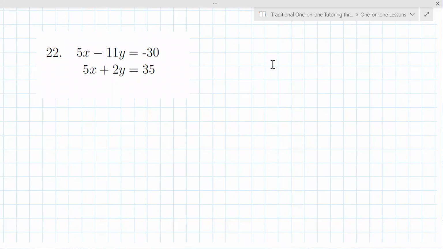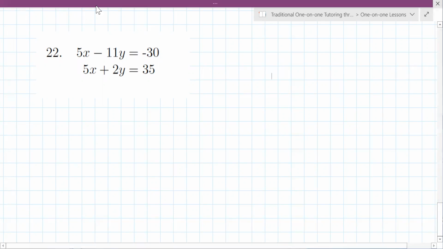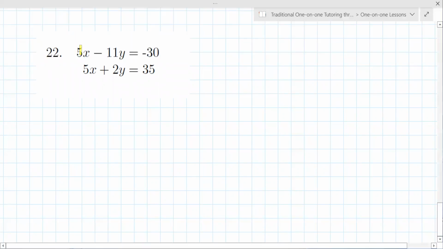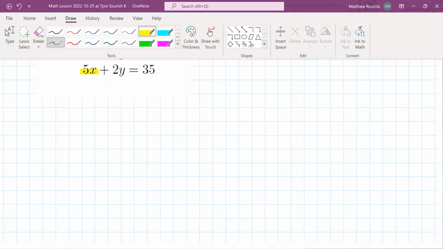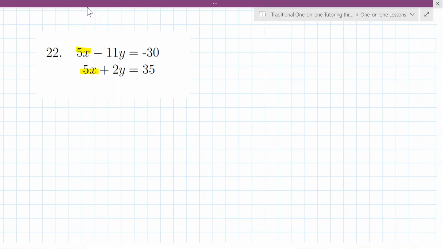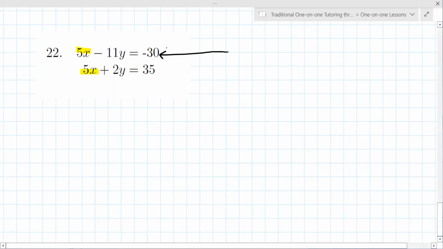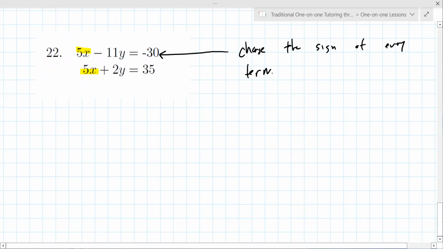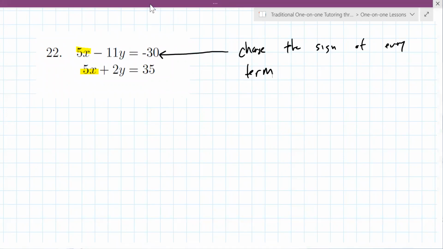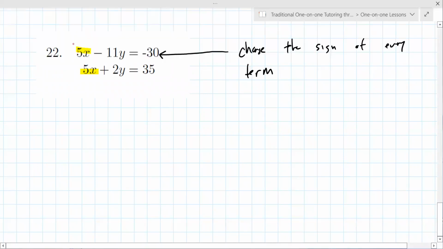So do you see that the 5x and the 5x are the same? These are the same. We want them to be opposite in sign. So let's do it this time, because it doesn't matter which equation we do, but let's change the sign of every term in the top equation. Because you can do either the top or the bottom. It doesn't matter.